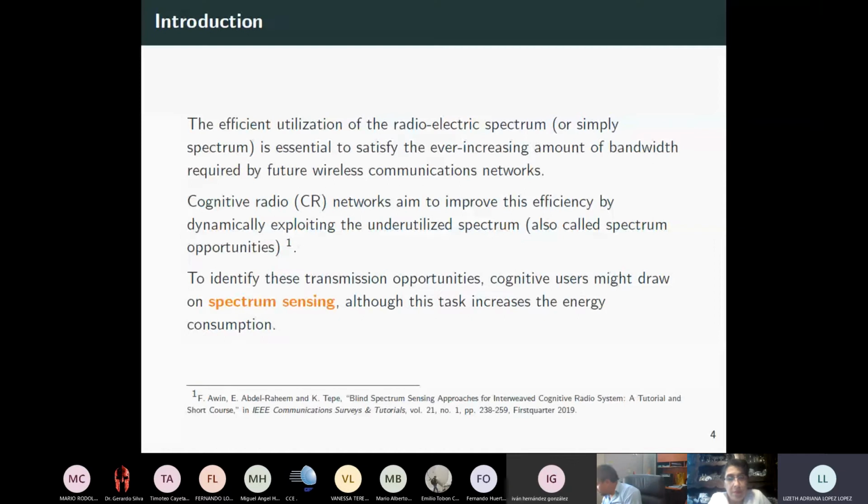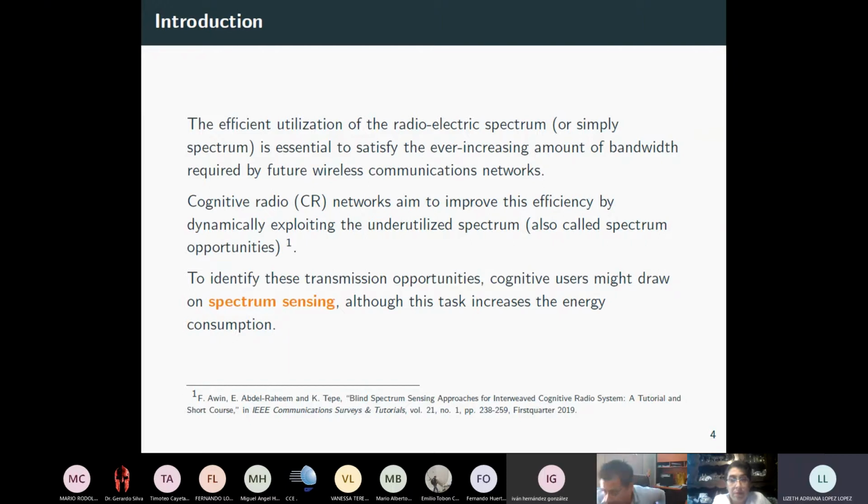It is a fact that the efficient utilization of the radioelectric spectrum is necessary to satisfy the requirements of future wireless communications networks. However, recent spectral occupation studies have shown that some portions of the spectrum are not in use at determined times or geographical locations, which shows the inefficient utilization of this resource.